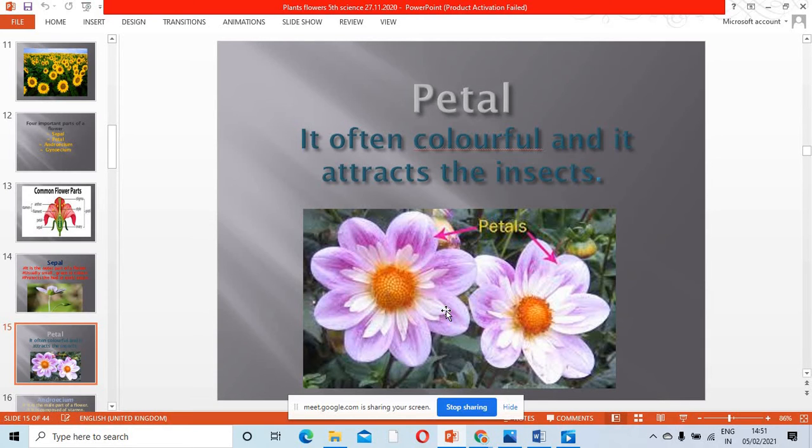Can you see these flowers? They are beautiful purple flowers, right? And here you see the purple petals. Okay, it is often colorful and it attracts insects. That's why God has created flowers which are very colorful, so that the insects will come and sit on them.